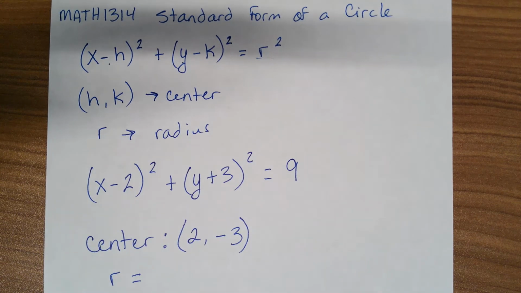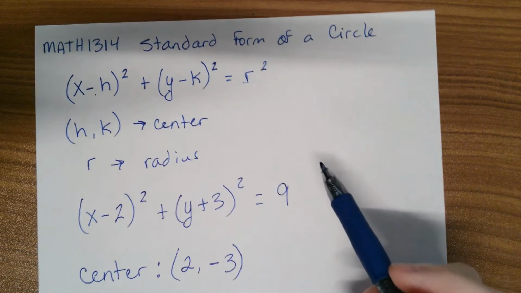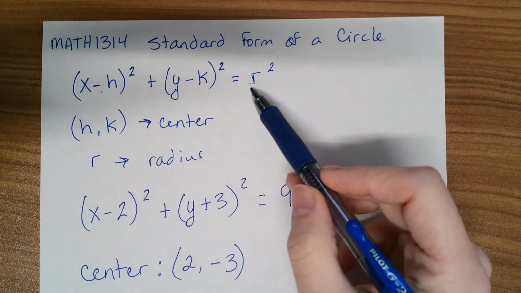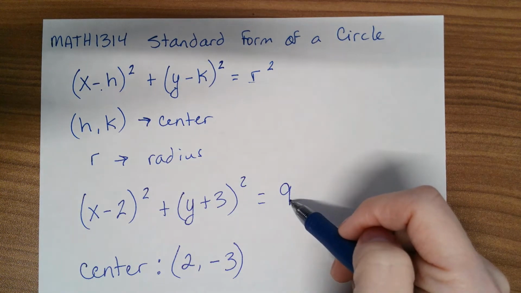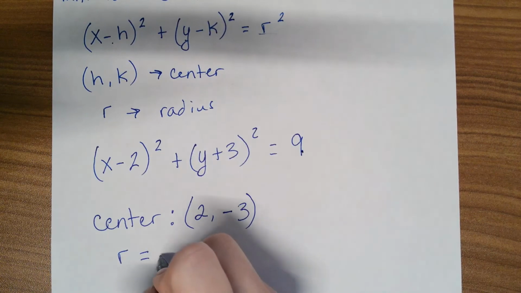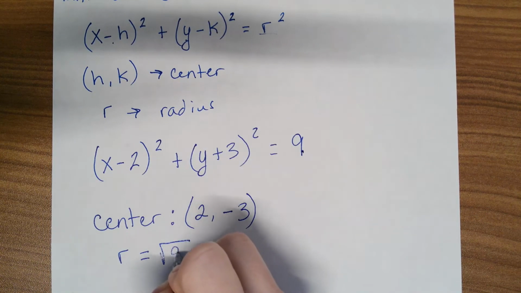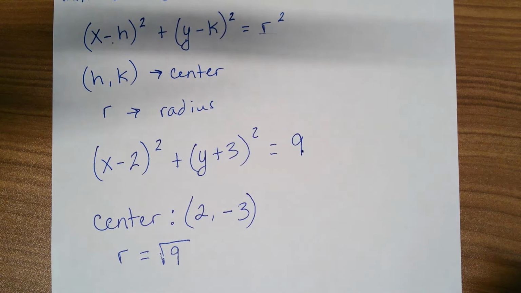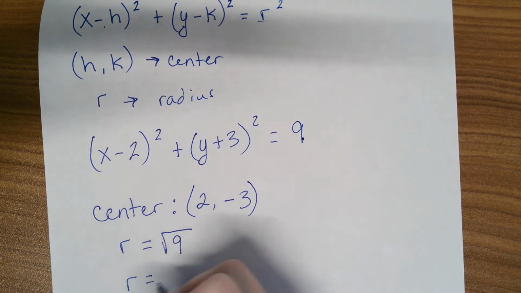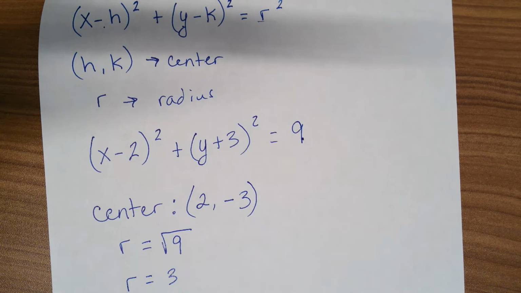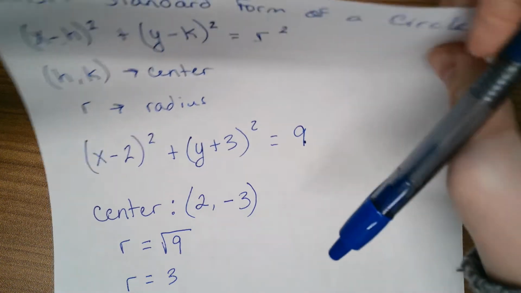Now, to find my radius, inside the equation, remember, I have r squared, so the radius squared. And I have 9. So I need to take the square root of that value, the square root of 9. That's my radius. Now the square root of 9 is 3. So this circle has a center of (2, negative 3) and a radius of positive 3.